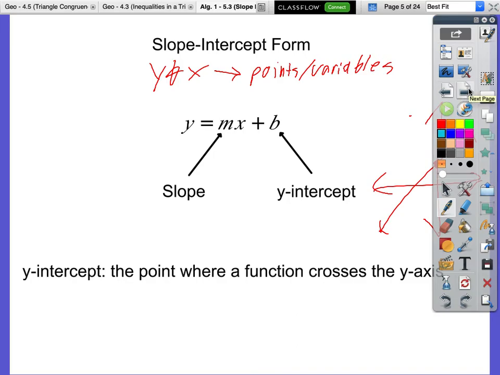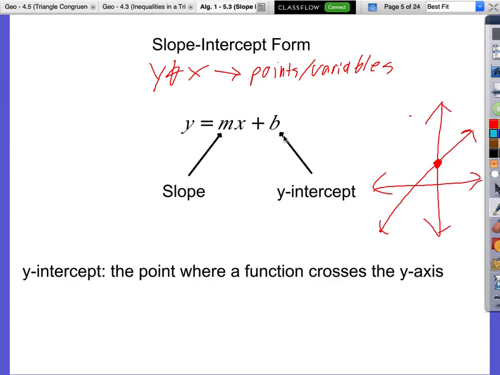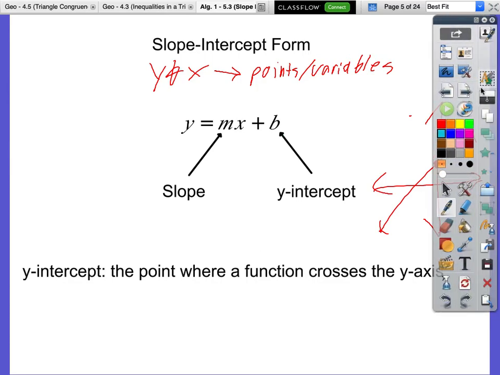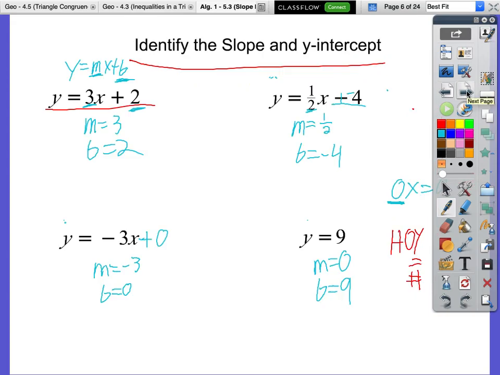So, we said, okay, slope-intercept form, y equals mx plus b. y and x are points and variables, m is a slope, and b is a y-intercept, which is where it crosses the y-axis. And then we worked on identifying slope and y-intercept. We said, okay, in these different equations, where were these? You guys should have this in your notes, correct? Yes. Right. Okay. Awesome.